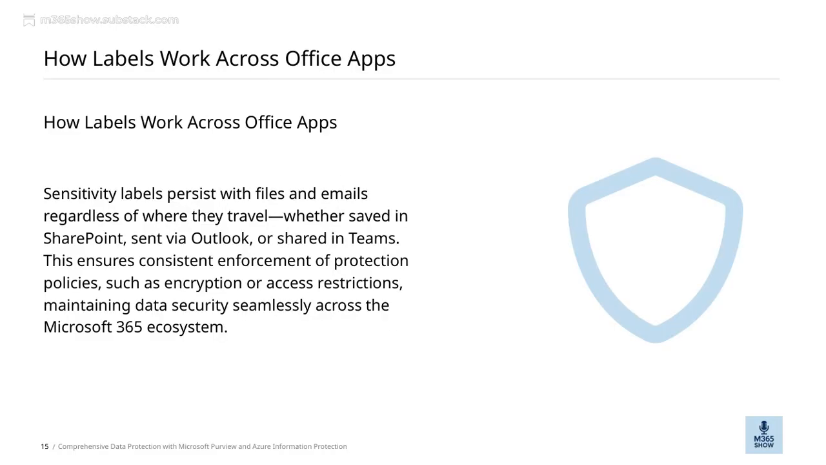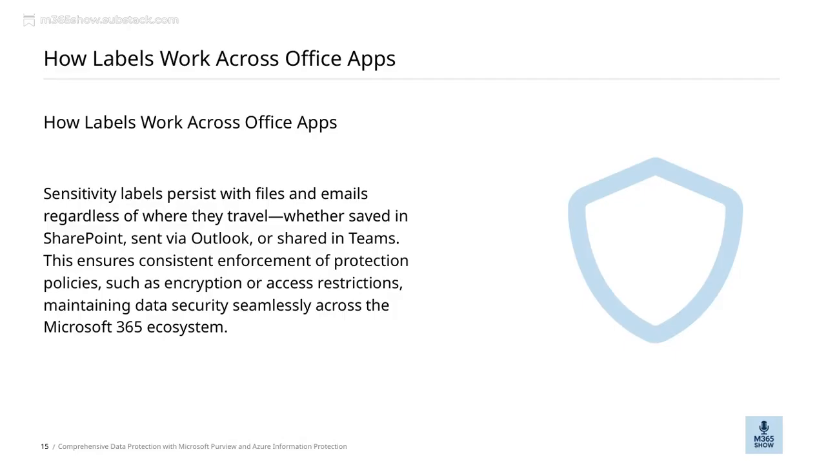Now, let's look at how labels work across Office apps. Sensitivity labels are designed to persist with your files and emails, no matter where they go. Whether you're saving a document in SharePoint, sending an email through Outlook, or sharing a file in Teams, the label stays attached. This means that the protection policies, like encryption or access restrictions, are applied consistently across all platforms. It ensures that your data remains secure and compliant, no matter how it's shared or moved within the Microsoft 365 environment. This seamless integration is a key part of comprehensive data protection, making it easier to manage security across all your Office applications.